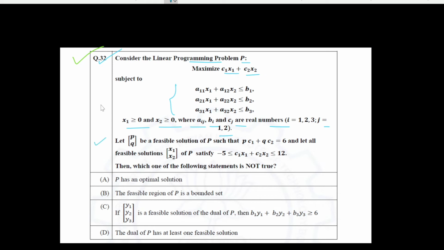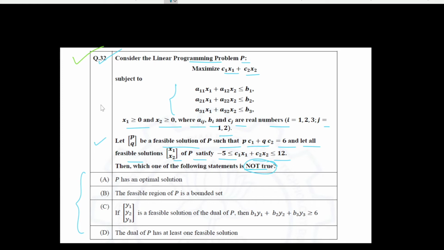Let (p, q) be a feasible solution of P such that pc1 plus qc2 equal to 6, and let all feasible solutions (x1, x2) of P satisfy minus 5 less equal to c1 x1 plus c2 x2 less equal to 12. Then one of the following statements is not true. You have to find which is the not true option from these 4 options.